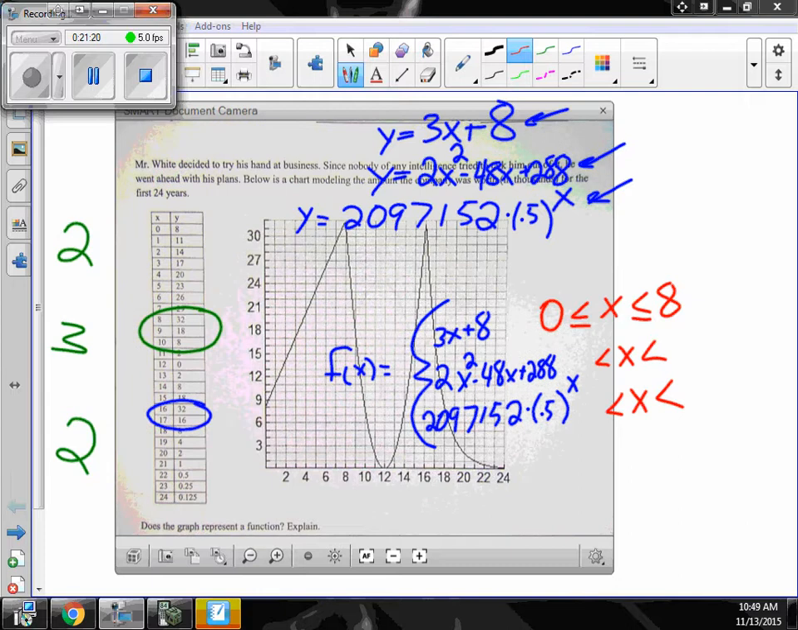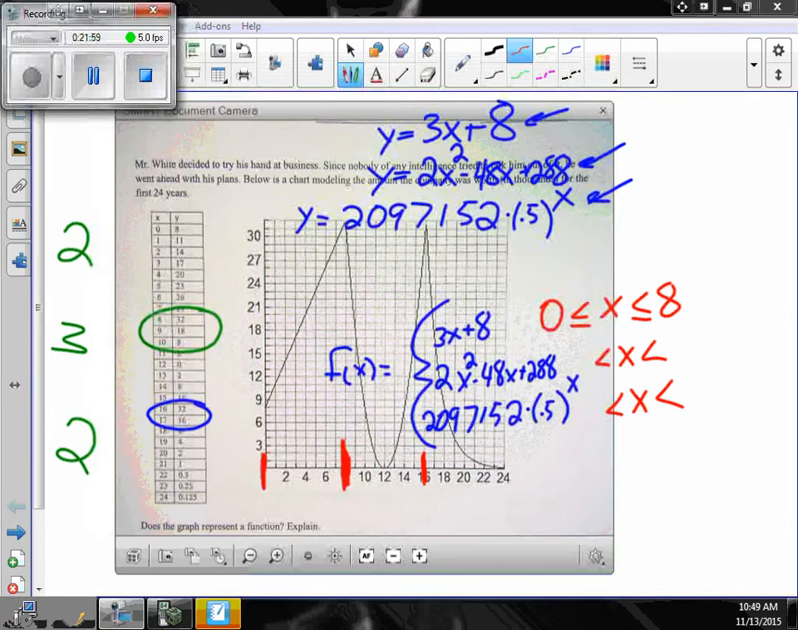All right, what is the smallest piece of the quadratic function? What is the smallest x value for the quadratic? How low does the quadratic function go? This is on the x-axis. What is the smallest year that the quadratic function exists? 8. Right? So the linear function starts at 0 and ends at 8. The quadratic function starts at 8 and ends at 16. So 8. Now this is kind of tough.